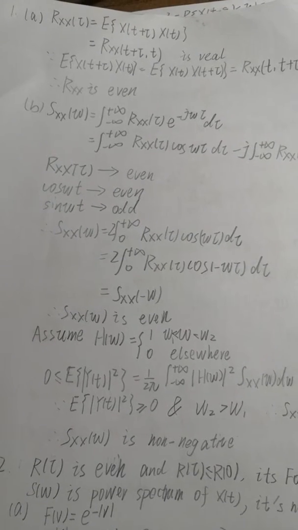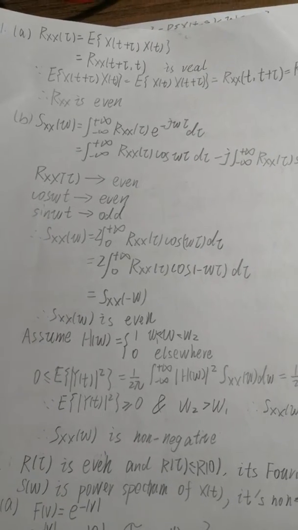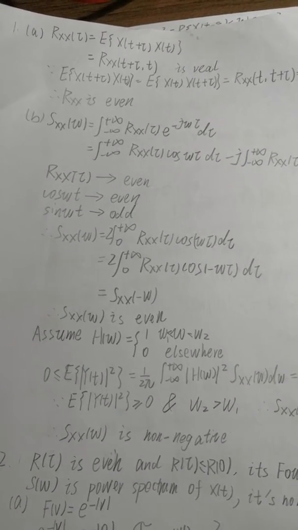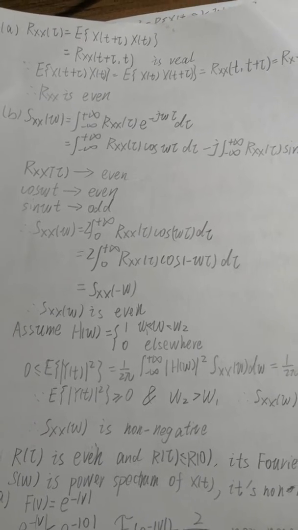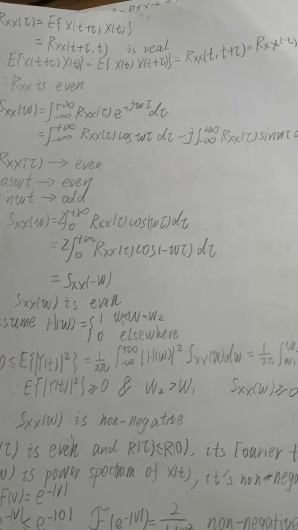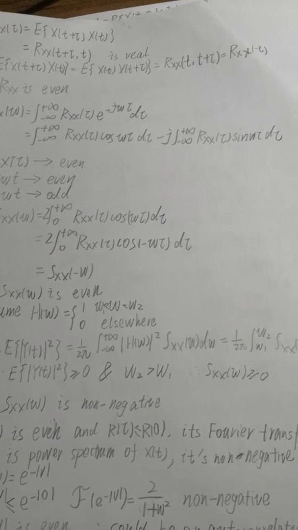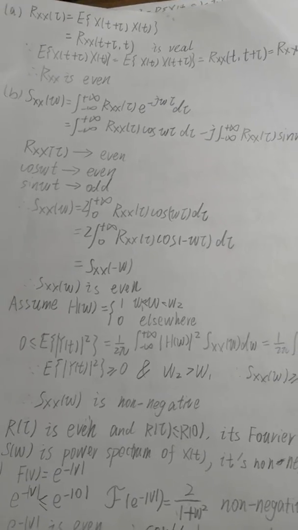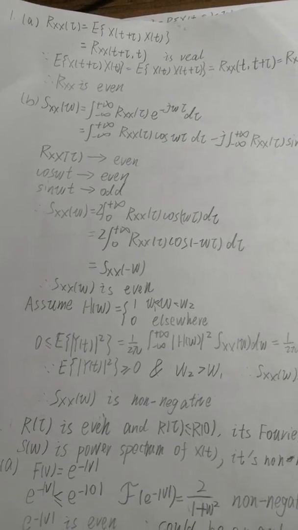Rxx(tau) equals E[X(t plus tau) X(t)]. So Rxx(tau) is real. And this also equals Rxx(t plus tau, t). So E[X(t plus tau) X(t)] equals E[X(t) X(t plus tau)], and this equals Rxx(t, t plus tau), and this equals Rxx(minus tau). So Rxx(tau) equals Rxx(minus tau). So we can get that Rxx is an even function.